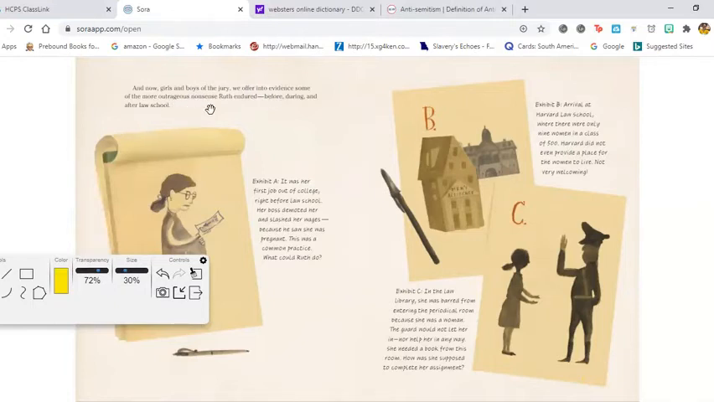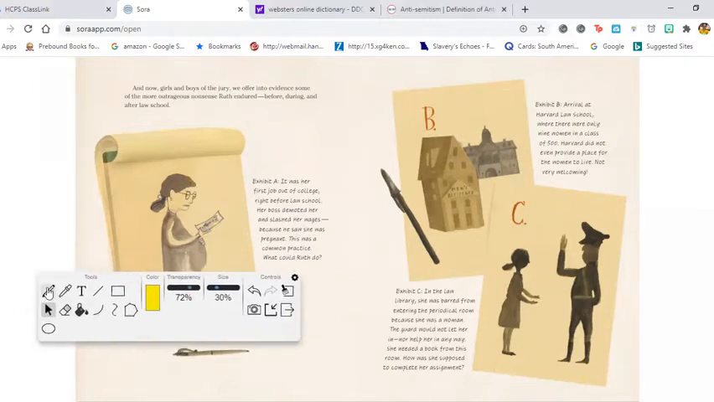And now, girls and boys of the jury, we offer into evidence some of the more outrageous nonsense Ruth endured before, during, and after law school. Exhibit A. It was her first job out of college, right before law school. Her boss demoted her and slashed her wages because he saw she was pregnant. This was a common practice. What could Ruth do? Do you know what this word demoted means?